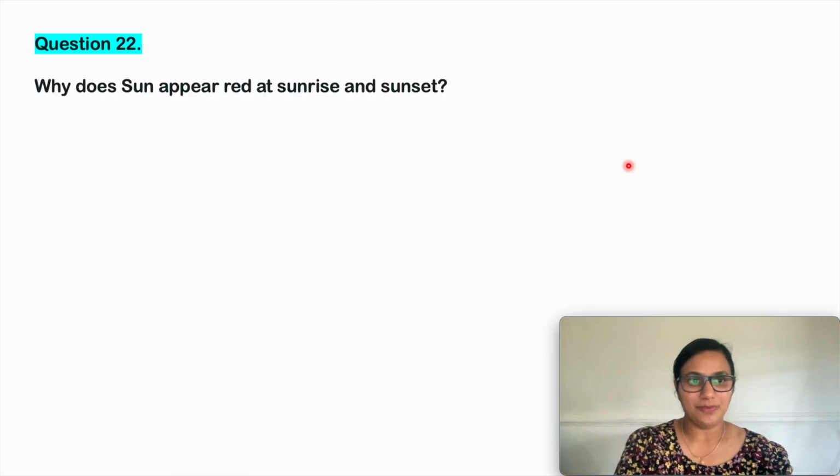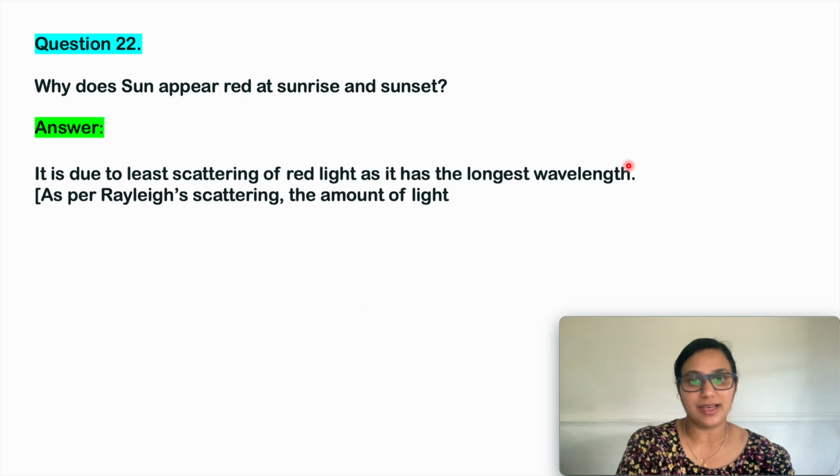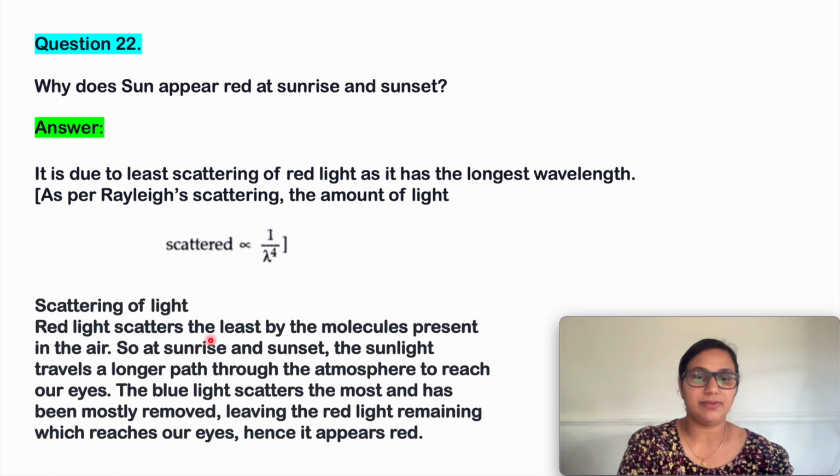Question number 22. Why does the sun appear red at sunrise and sunset? It is due to the scattering of light. As per Rayleigh scattering, the amount of light scattered is inversely proportional to the fourth power of the wavelength. If it is a two-marker question, you can explain this part.